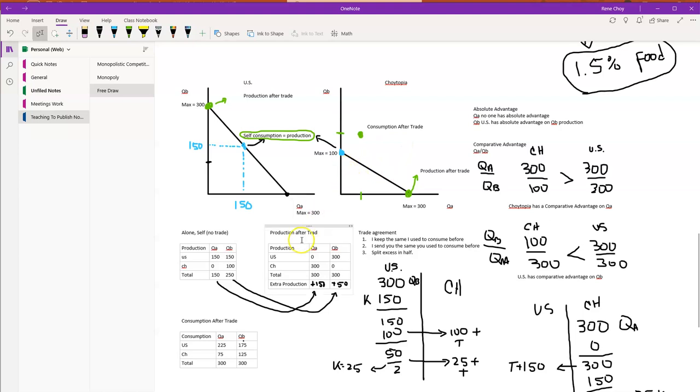All right, now let's take a look and do the same for the US. The US is now consuming 225 QA and 175 QB. So that's 225 QA, which will be somewhere on here, and 175 QB, which will be somewhere on here.